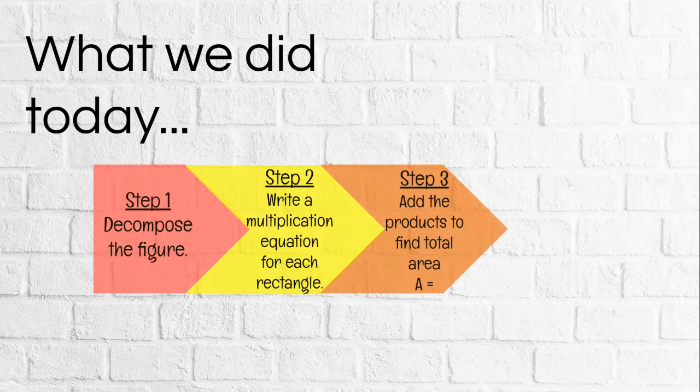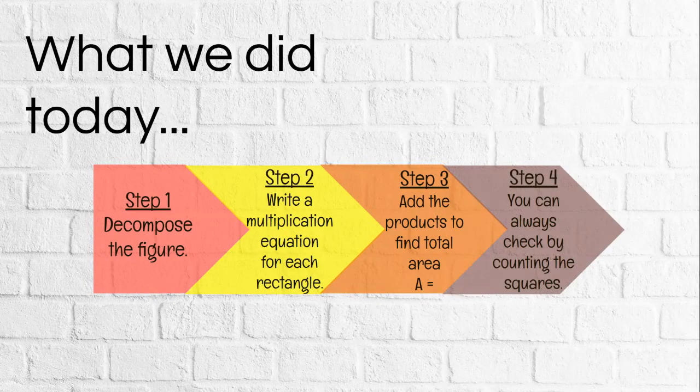Step 3, we added the products together to find the total area. So once we have the area of each separate rectangle, we added both of those together to find the total area for the figure. And step 4, you can always check by counting the squares.